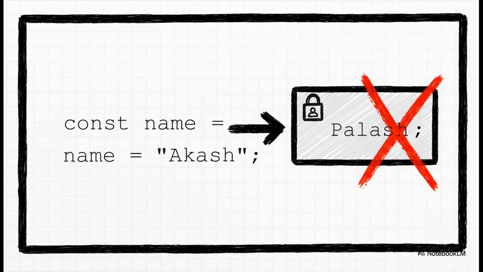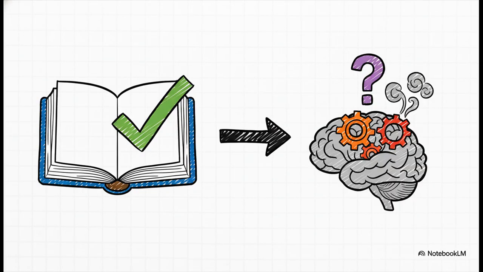Let's take a look at this really simple bit of code. First line, we declare a constant variable called name, and we set its value to Palash. Easy. Then, on the very next line, we try to change the value of that same constant to Akash. Now, here is the absolute kicker. According to all the rules of syntax, this code is perfect. The grammar is flawless. A parser would look at this and give it a big green check mark.